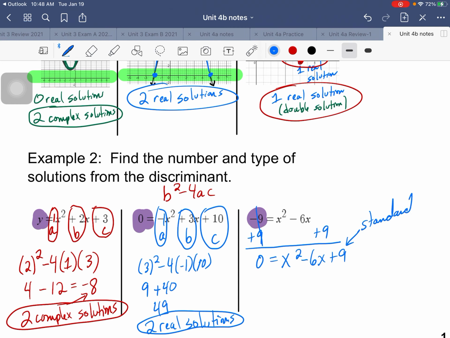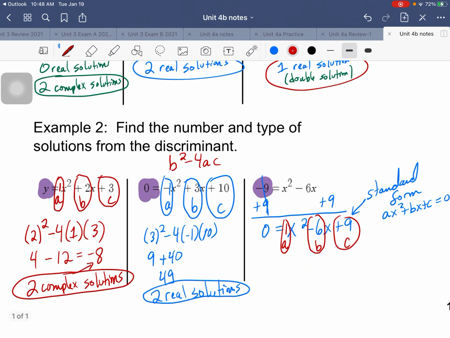Once it's in standard form, then we can actually tell. And just a reminder, standard form is ax squared plus bx plus c, and it equals 0. It doesn't matter if it's on the right side or left side, so you can always switch those around. Equation means equal sides. So we have a is 1, b is negative 6, and c is positive 9.